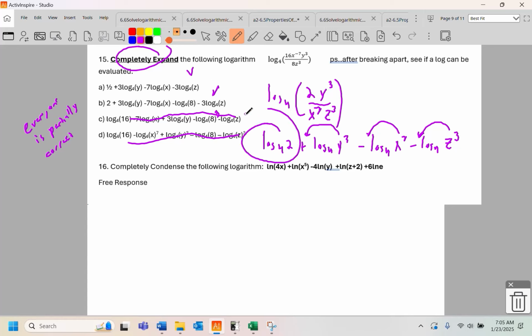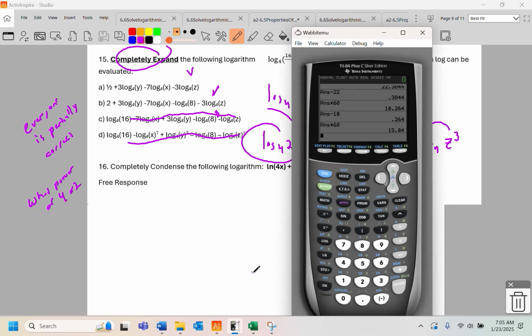This is the real question. What power of 4 is 2? Now, probably a 30, you can't answer that. That's kind of sad, but it is what it is. But you can go to your calculator, and you can see what it is. You could do ln 2 over ln 4. And it's a half. Choice A.